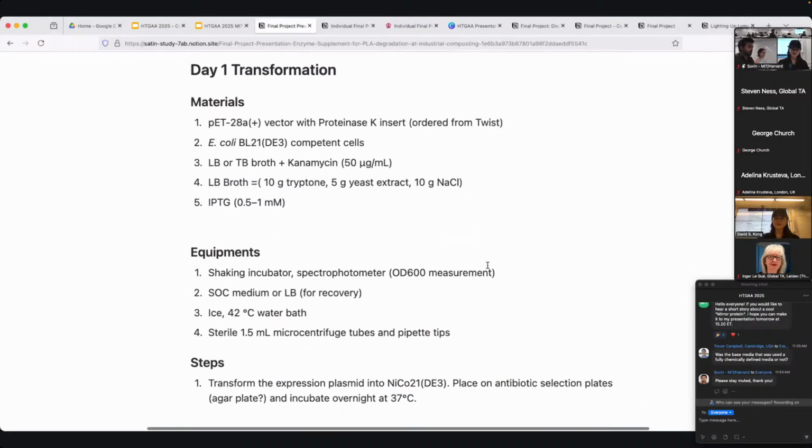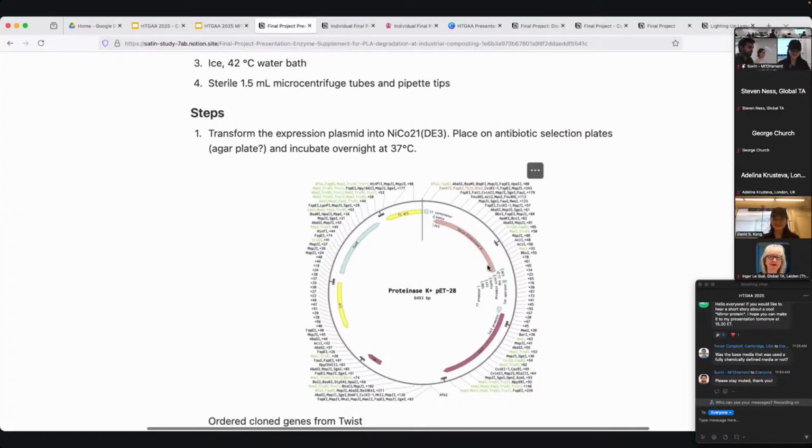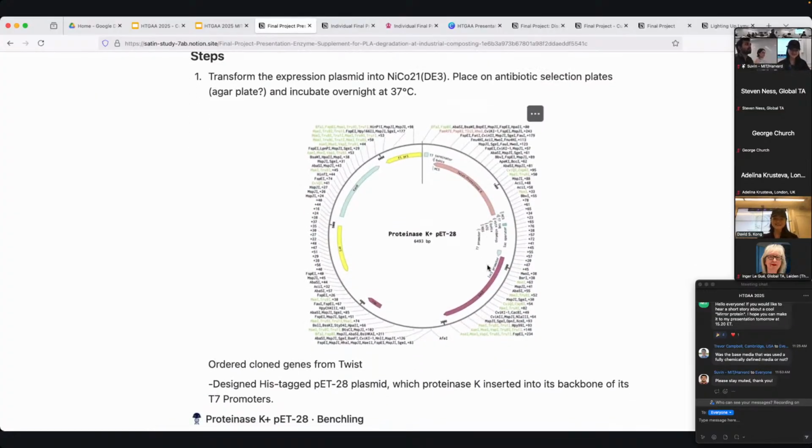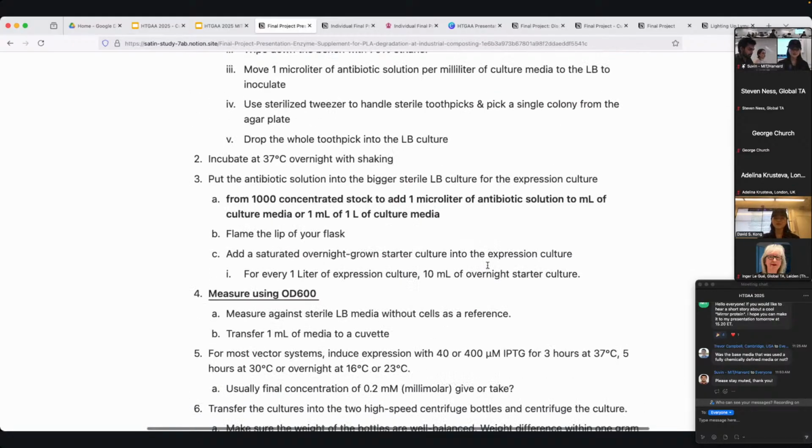For the transformation stage, I'm thankful to all the TAs who helped me with the plasmid design. We designed the His-tag pET plasmid with proteinase K inserted in the backbone with the T7 promoter, and we ordered it first. And then let me show the photos right away.